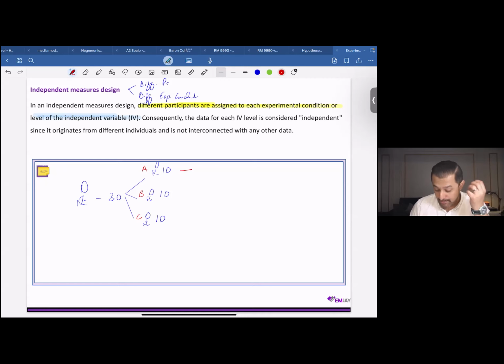Now, for these three groups, we make the 10 students in group A go through the first level of IV. In other words, they take a class with a single light switched on. We make the second group, group B, take a class with two lights switched on. And we make the third group, group C, take a class with three lights switched on. This is when we are making different participants go through different experimental conditions. This is referred to as an independent measures design.